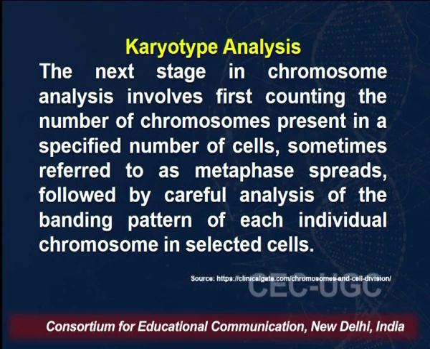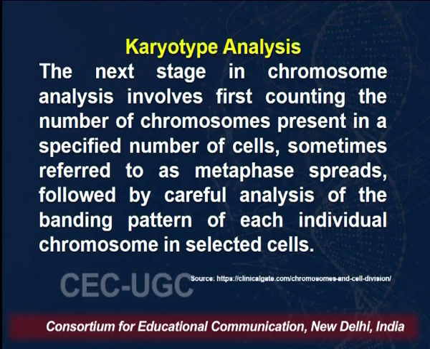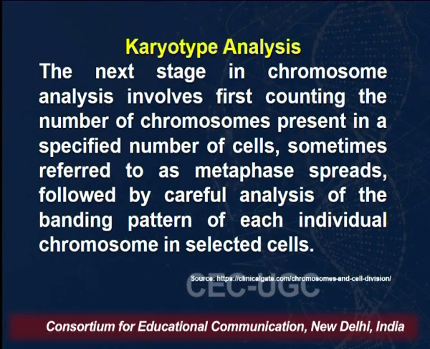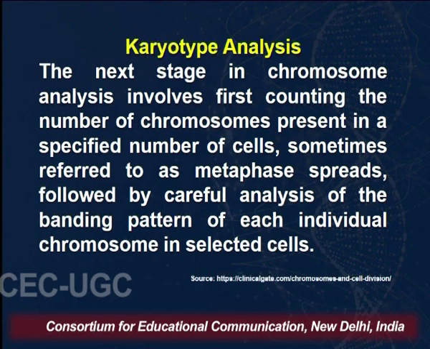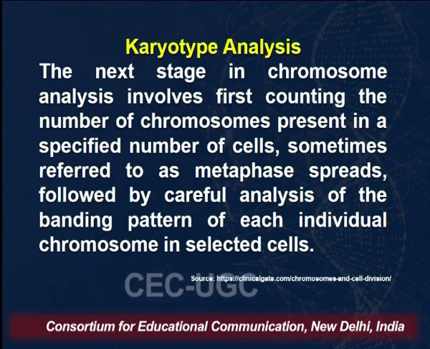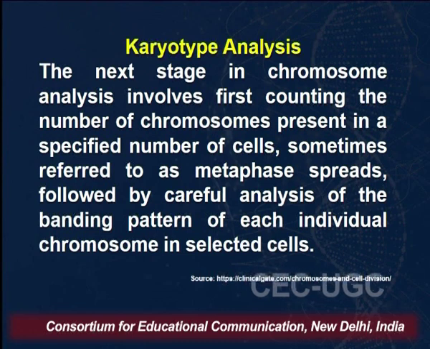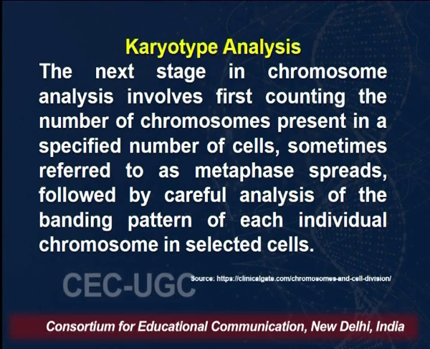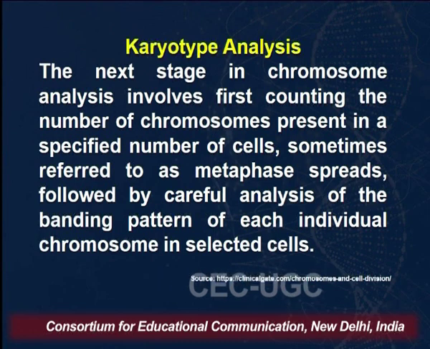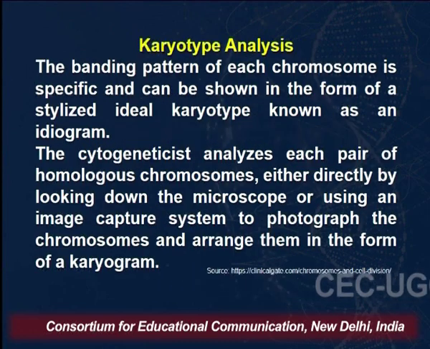Now, why exactly is the karyotype analysis important? In the karyotype analysis, first it involves the counting of the number of chromosomes, which means whether the person's sample has got the appropriate number of chromosomes present or not. Once that is done, then the careful analysis or examination of the banding pattern of each of the individual chromosomes in the selected cell. So, this is what is done in the karyotype analysis or the chromosomal analysis.